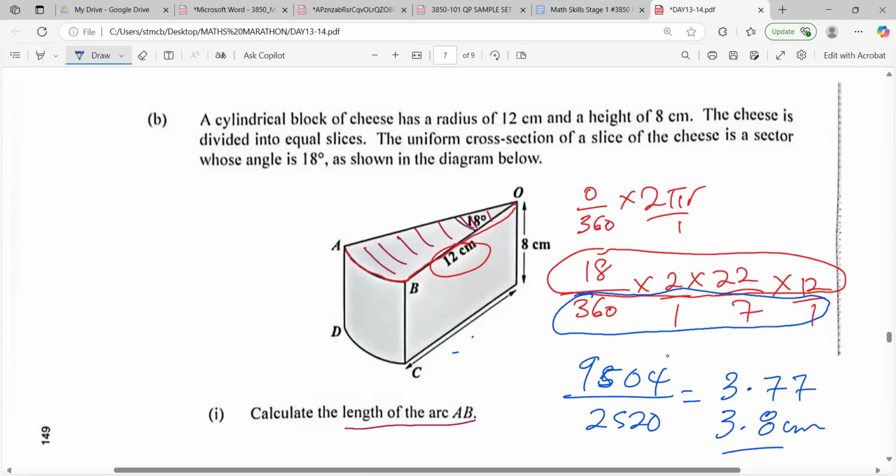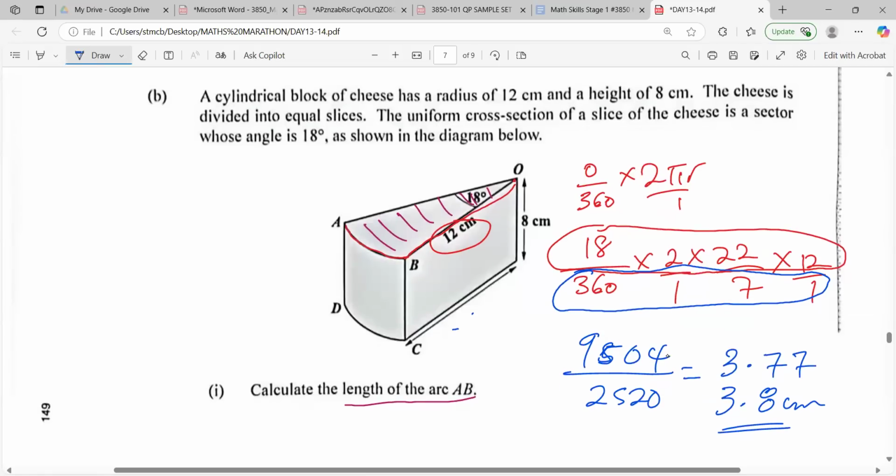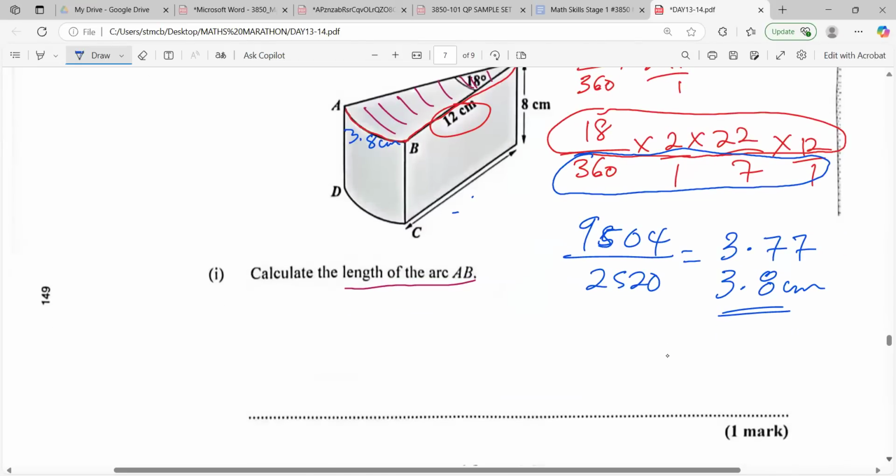And remember, this is a length, right? So here would have been 3.8 centimeter. So it's literally like the one I did up there. And that was 1 mark. Can't believe that.